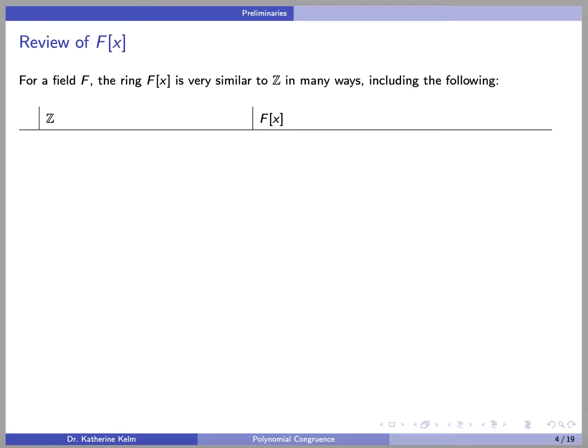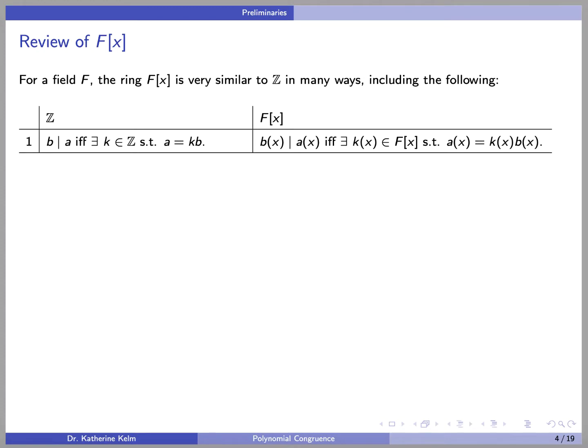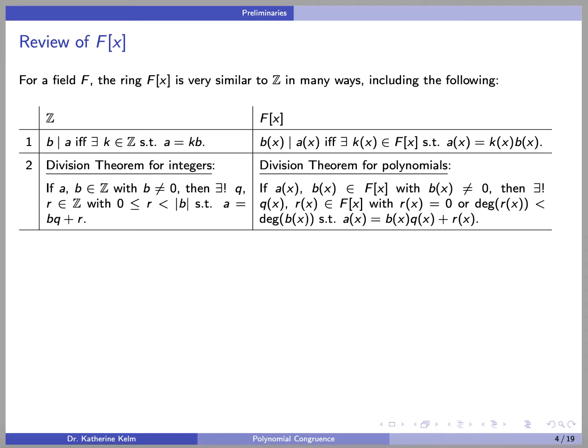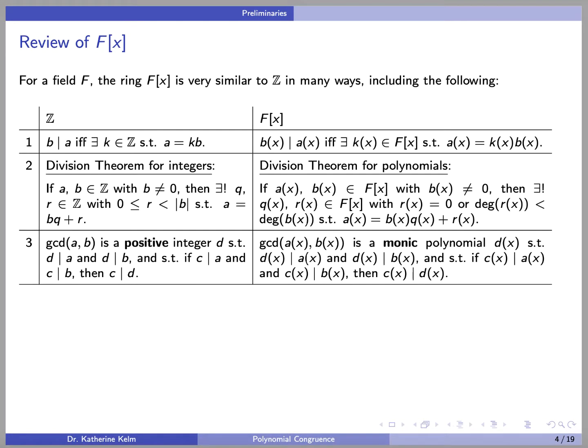For a field F, the ring of polynomials with coefficients in F is very similar to Z in many ways, including the following. All of these should feel like review. First, in the definition of divisibility. In the division theorem, both for integers and for polynomials. In the definition of the GCD.